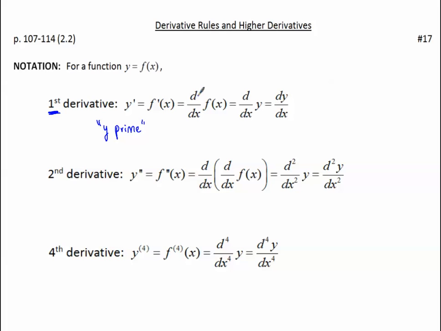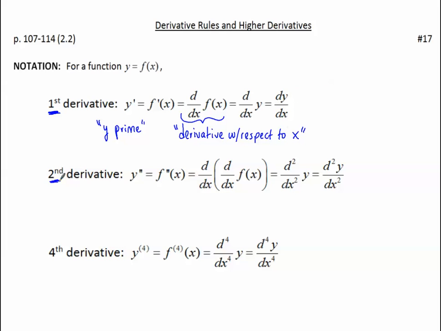d dx means the derivative with respect to x of whatever follows, in this case of the function x. So this part right here is the derivative with respect to x of a function x in this case. We can also say the derivative with respect to x of y, or d dx of y, and for short, write dy dx. You'll see it a lot in all of these forms.